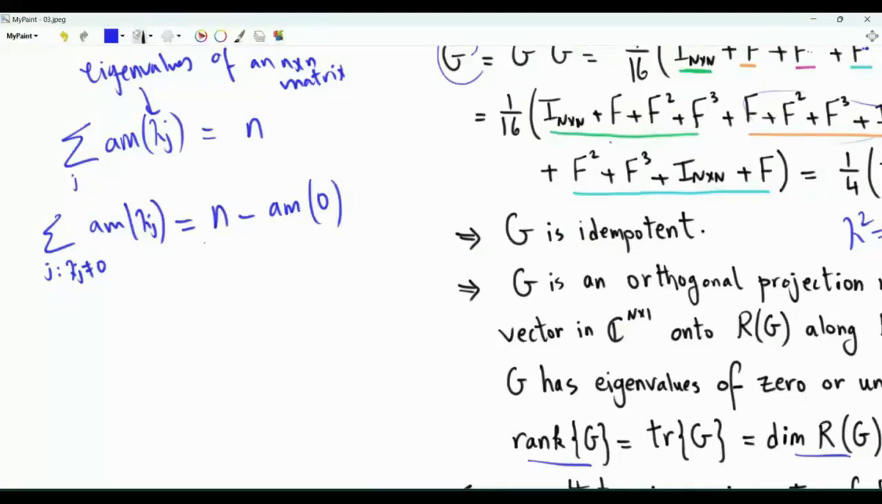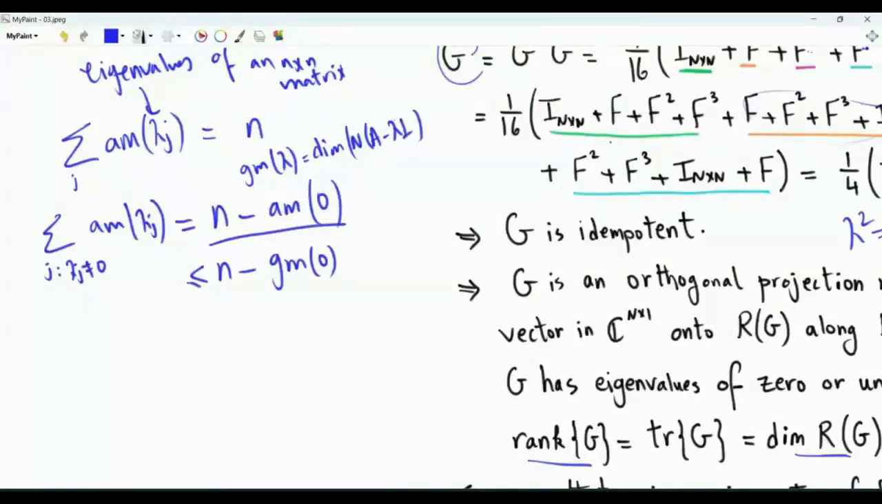We have a rule that for any eigenvalue, the algebraic multiplicity is greater than or equal to the geometric multiplicity. So we can upper bound this right-hand side by n minus the geometric multiplicity of 0. Recall that the geometric multiplicity of eigenvalue lambda is the dimension of the null space of the matrix A minus lambda times identity. If we are interested in the eigenvalue 0, then the geometric multiplicity of 0 is the dimension of the null space. This is equal to n minus the dimension of the null space of the matrix.